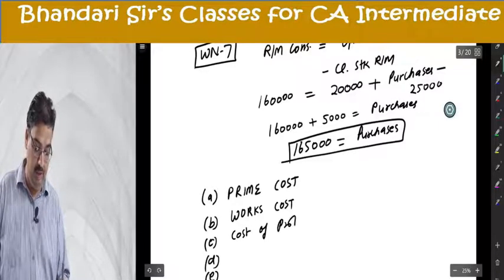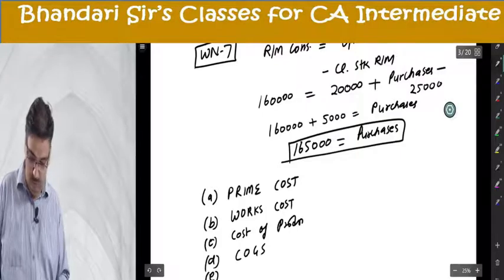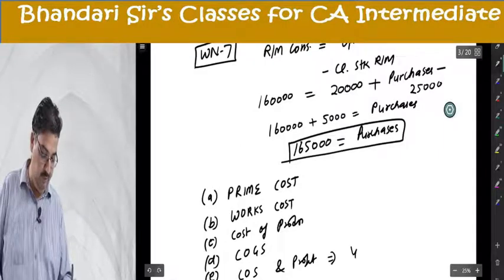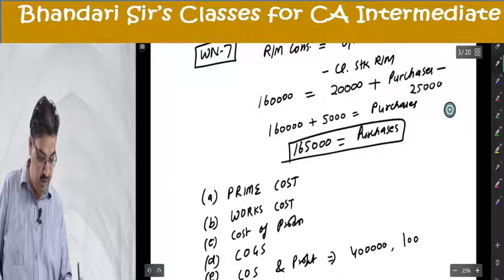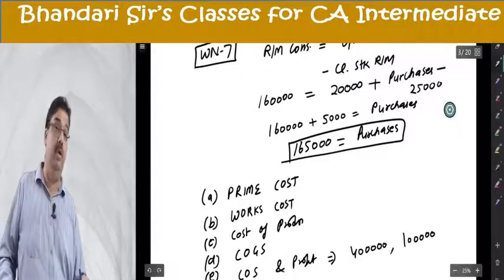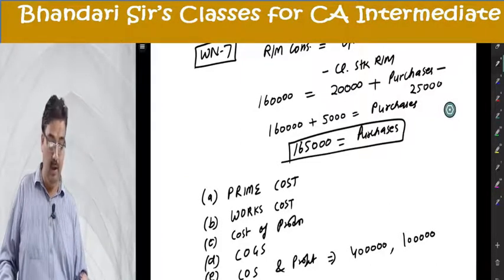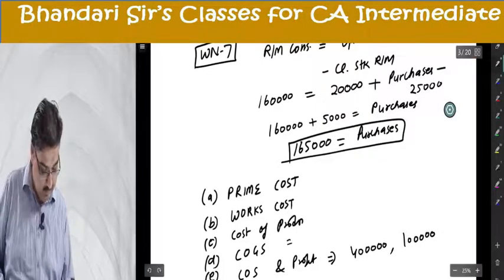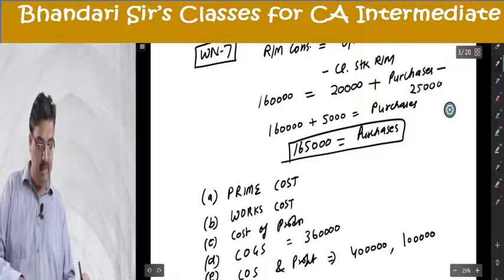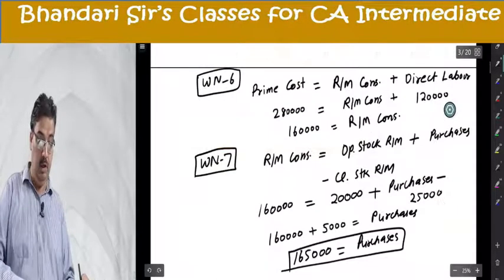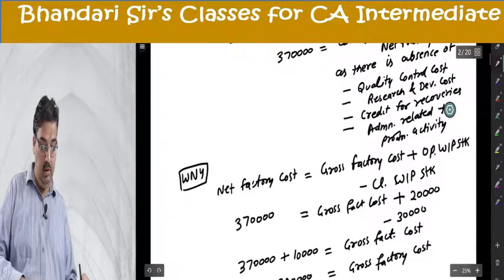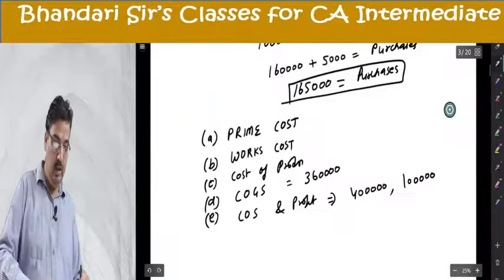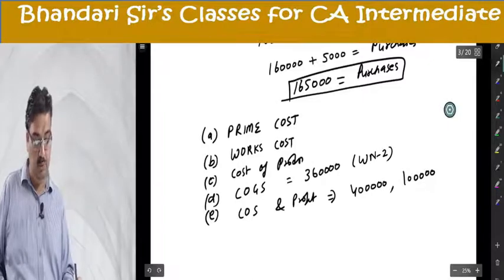Cost of production, cost of goods sold, cost of sale and profit. This is 4 lakh and 1 lakh. Sale is 5 lakh, profit by default is net profit, not gross profit. So it is 1 lakh. Cost of goods sold, we computed this, 3,60,000. It will come in the cost sheet also. You can check out there. Cost of goods sold we computed in working note number 2. I am writing net answers, but you must make the cost sheet also.